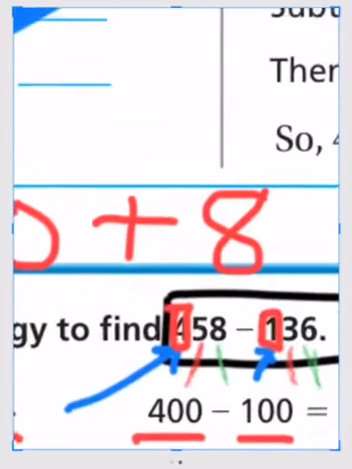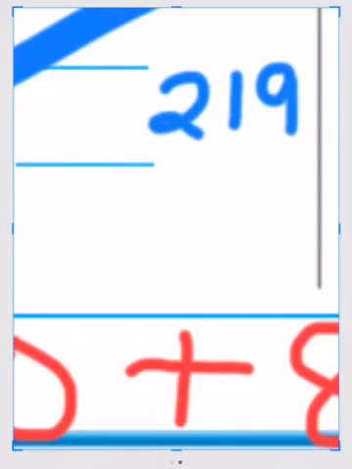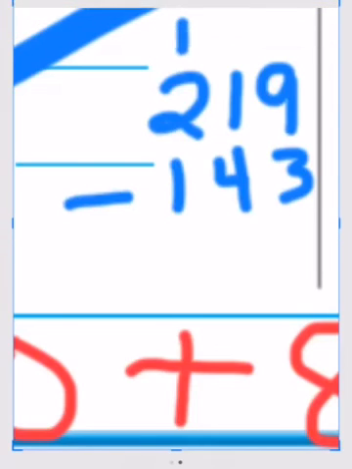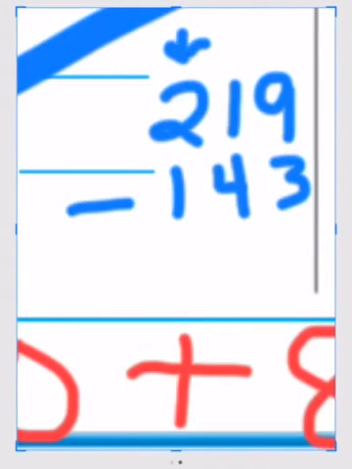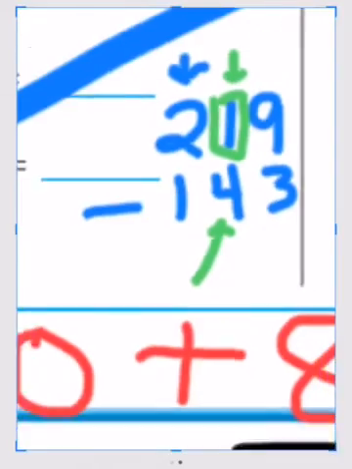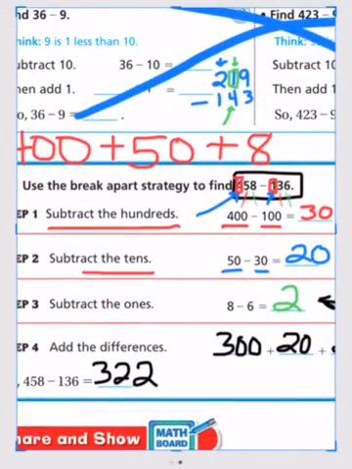Let me show you an example where that would not work, okay? Let me write down a problem like, let's go with 219 minus 143, okay? Now here I can subtract the hundreds, right? 200 minus 100 is 100. But when I start to look at my tens column, I can't do 1 ten minus 4 tens, okay? Because my big number, this 10 right here, is not bigger than the 40 in the little number. So that last strategy, the break apart strategy, doesn't work as smoothly as our example did right here in all cases.